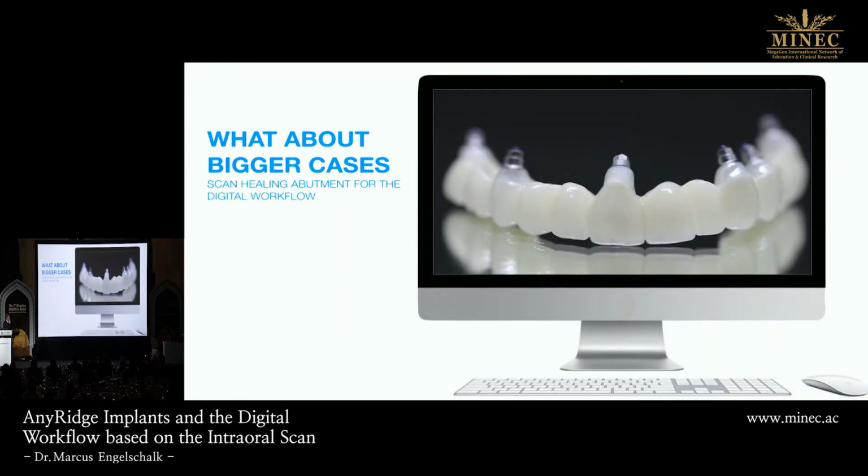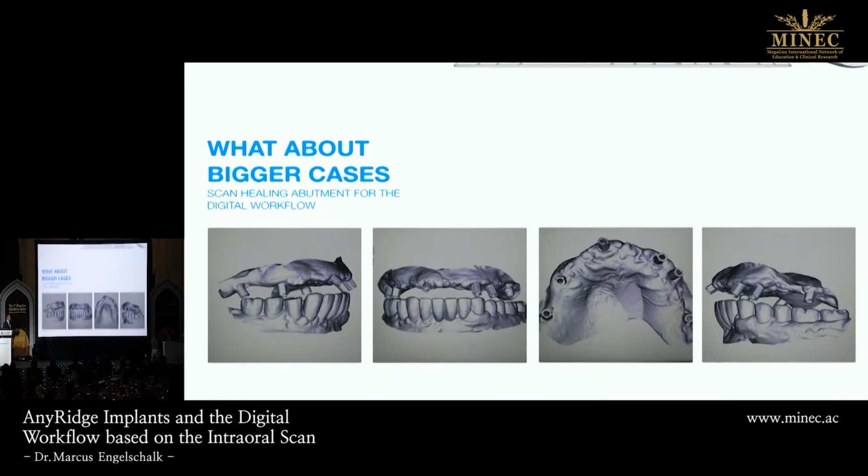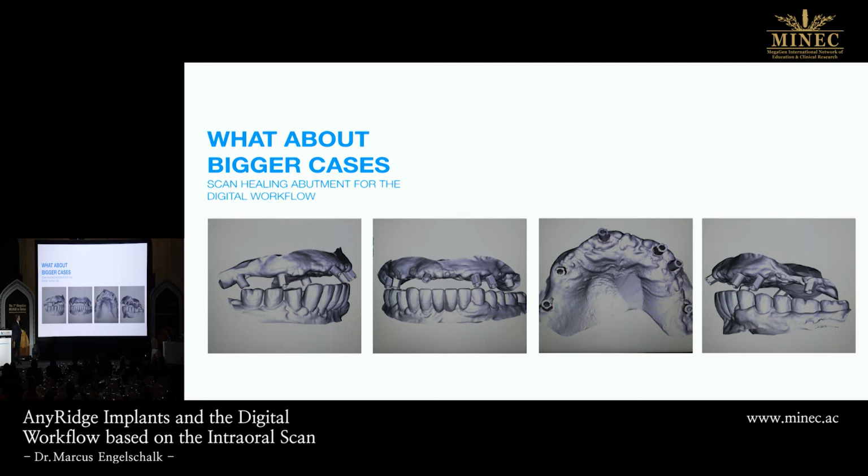Okay, last big case, different kind. So these are the intraoral scans. Now you see 1, 2, 3, 4, 5, 6. Yeah, and I want to tell you a secret. It's easy to scan the lower jaw. It's easy to scan the upper jaw. But at the moment, I don't tell you the problem to scan the bite because there are no relationships.